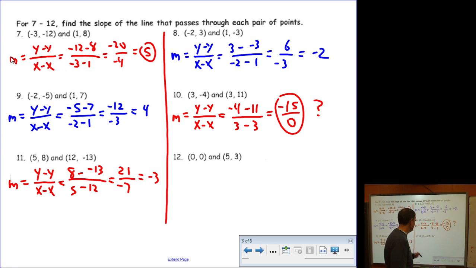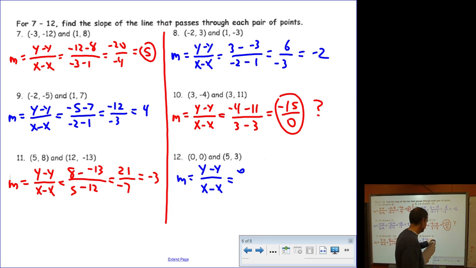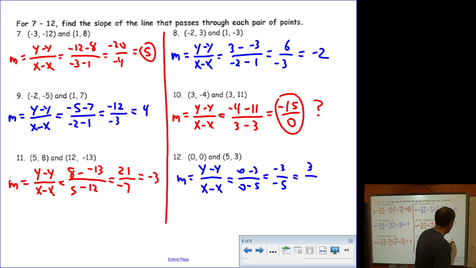And number 12, I'm going to calculate the slope by doing 0 minus 3, forgot to give you the formula, y minus y over x minus x. That's 0 minus 3 over 0 minus 5, which is negative 3 over negative 5, and that simplifies to positive 3/5.